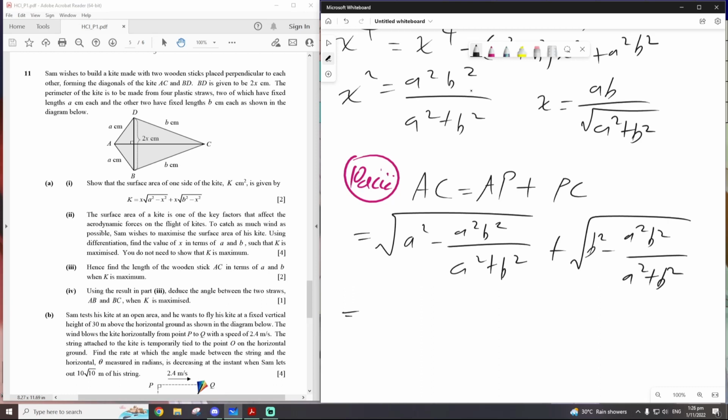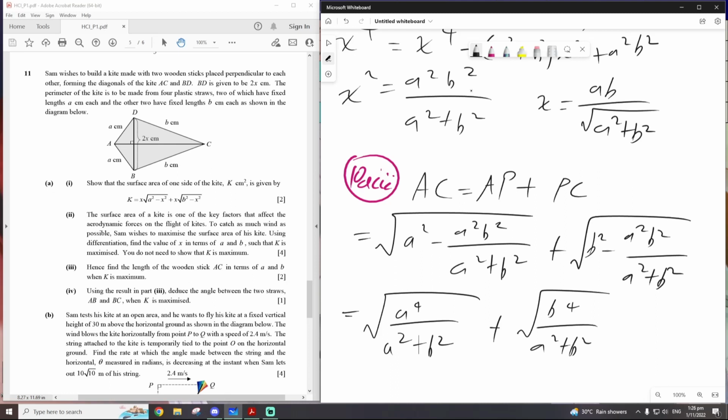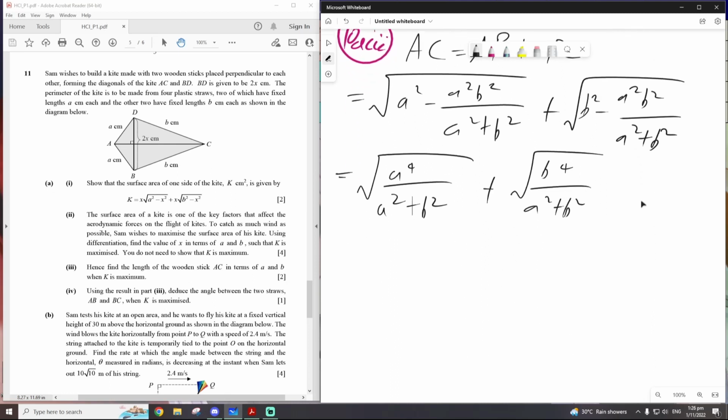Same argument applies to the other side, so that finally, how about I write it out? I'll get root a power 4 divided by a squared plus b squared plus root b power 4 divided by a squared plus b squared. So that I get a squared plus b squared divided by root a squared plus b squared, which simplifies to just root a squared plus b squared. Yeah.